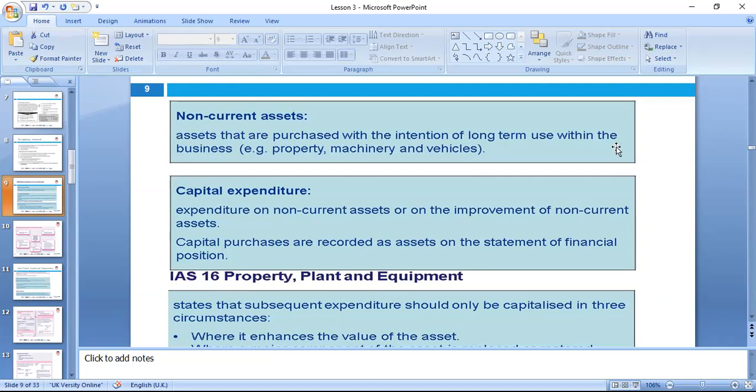And expenditures can be two types: capital expenditures and revenue. Capital means which increases the value of the asset. Like if you extend your house, that will increase the value of the house.